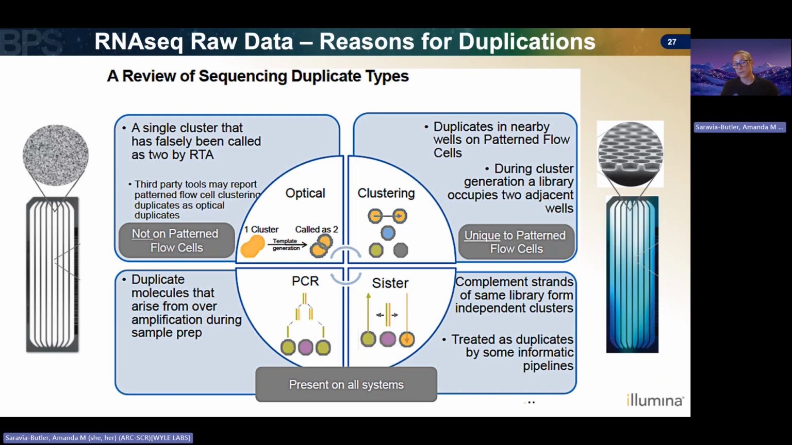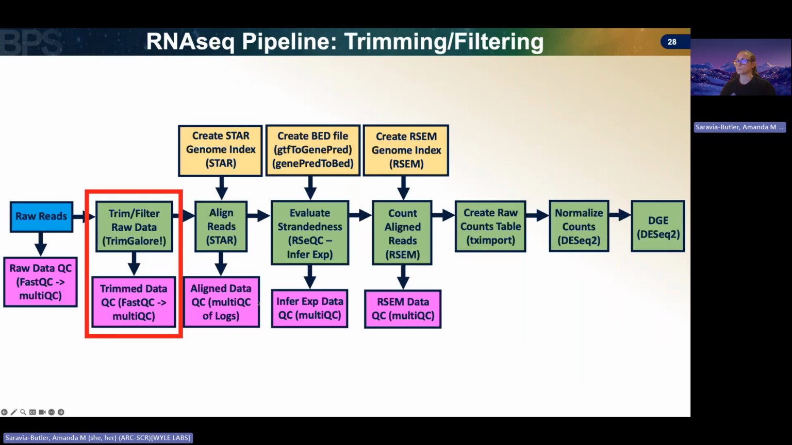I do want to say, for the GeneLab standard pipeline, we do not currently remove technical duplicates. It's actually not a common practice in bulk RNA sequencing. However, we are looking into being able to remove duplicates with data sets that have UMIs in them. And so that might be a future addition to the GeneLab RNA-seq pipeline. But for now, we do not remove technical duplicates.